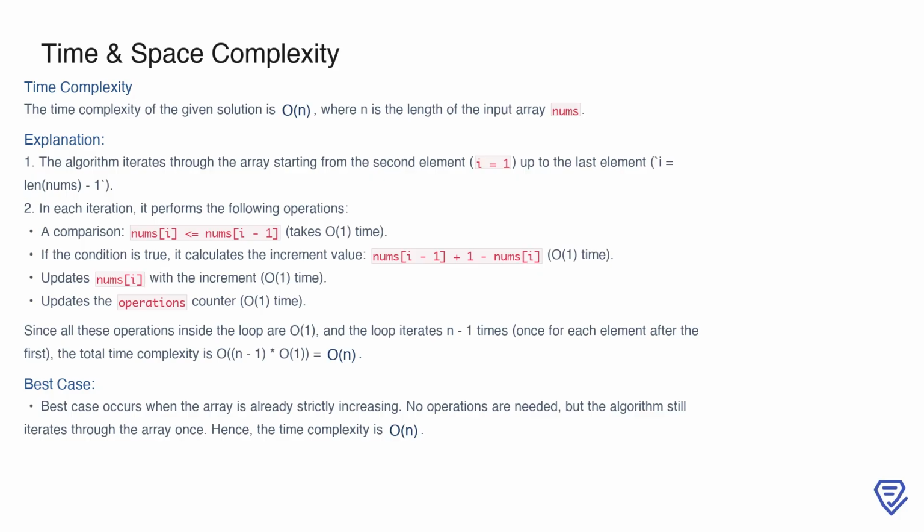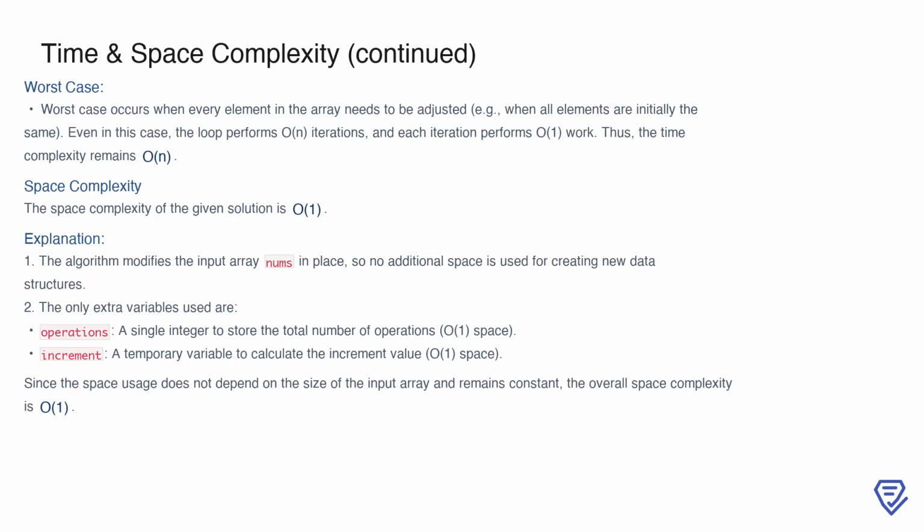In the best-case scenario where the array is already strictly increasing, no adjustments are needed, but the algorithm still iterates through the entire array once, so the time complexity remains O(n). In the worst-case scenario, every element in the array may need an adjustment. For instance, if all the elements are the same, the algorithm still performs one comparison and adjustment per element after the first. Despite this, the loop only runs n-1 times, and each iteration involves constant time operations. This means that even in the worst case, the time complexity is still O(n).